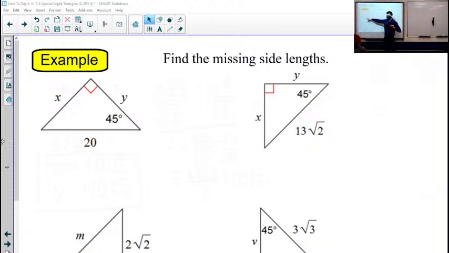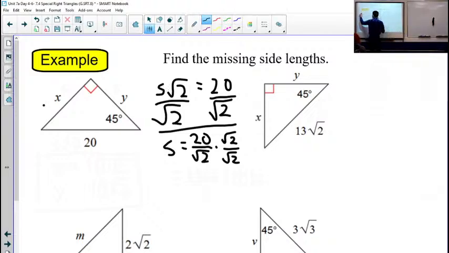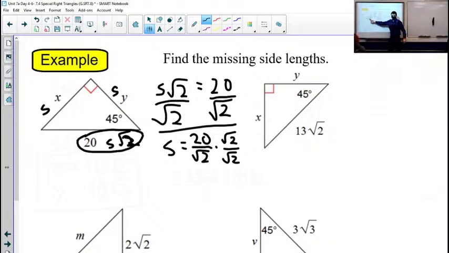I will first show this one, which is pretty similar to the last one I showed in the notes, so I'll do it pretty quickly. This was our hypotenuse, so it should be my square root of 2 side. So the leg should be s, and the hypotenuse should be s square root of 2. We take the pattern that goes with that side, we set it equal to what it was given to be, and then we solve.